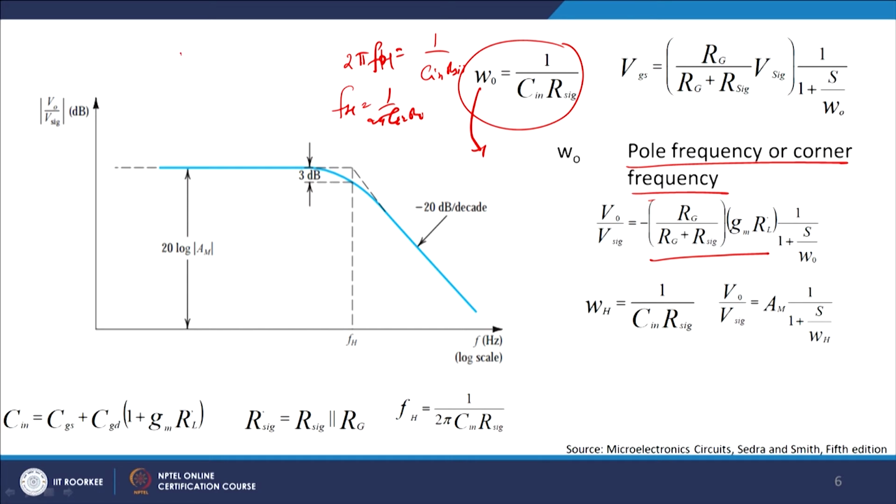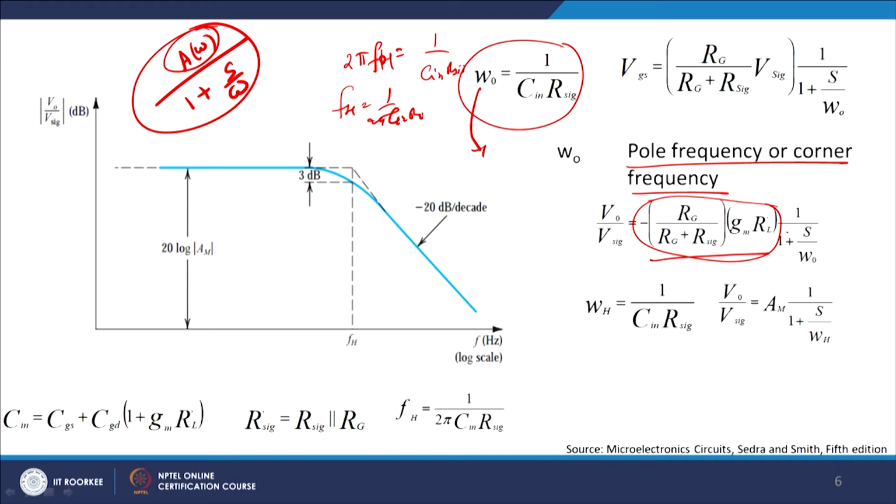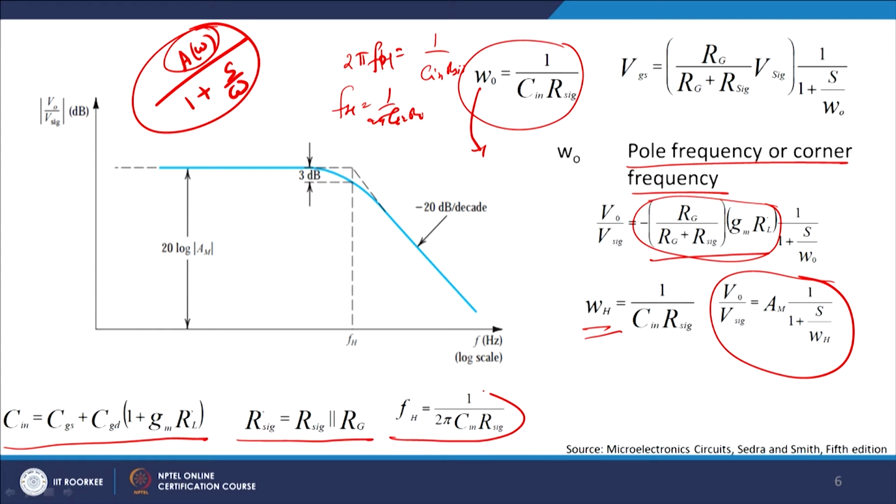because, as I discussed with you, the general formula is A of omega, which is the mid frequency gain, upon 1 plus s by omega. That is the general formula for any gain structure of any amplifier. The mid frequency gain is given by this quantity, right? So this is divided by 1 plus s by j omega H, where omega H is given by 1 by Cin Rsig'. This is the formula which I just now discussed with you, where Cin is equal to CGS plus CGD this much, where Rsig' is equal to this much, and fH equals 1 by 2 pi Cin Rsig'.